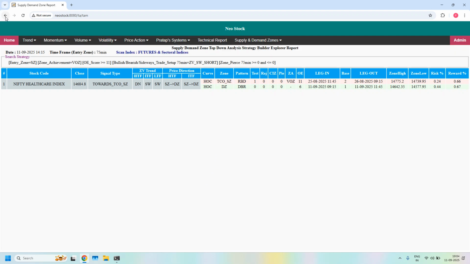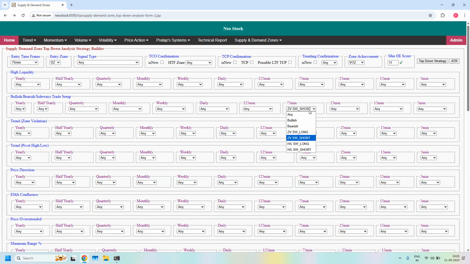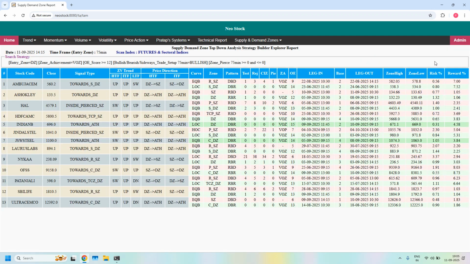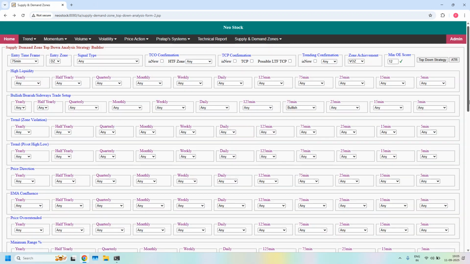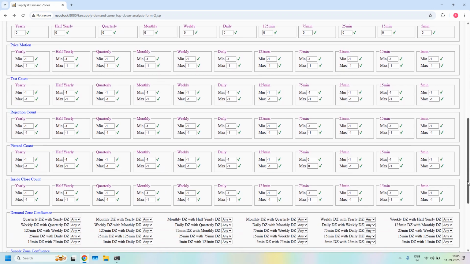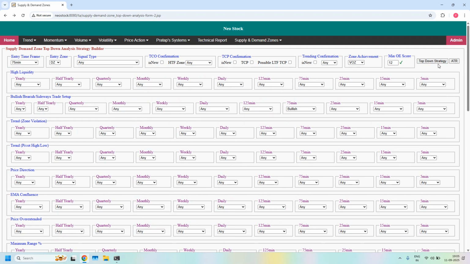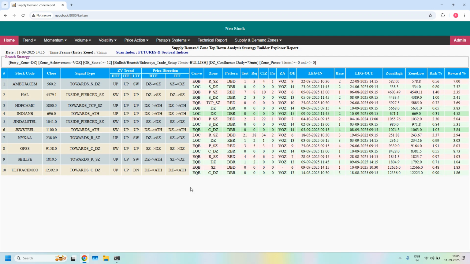Next, bullish trade setup, 75 minutes demand zone, here bullish, order enhance score 12. We got 13 stocks. Bullish trade setup for weekly income trade, entry time frame zone, 75 minutes demand zones. So total 13 stocks we got. High probability trade setup, 75 minutes demand zones, let us identify. First, LTF, ITF demand zone confluence, that is 75 and daily. After enabling this filter, we got 10 stocks.